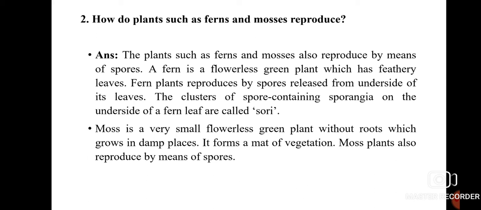Next, moss. How does moss reproduce? Moss is a very small flowerless green plant without roots which grows in damp places. It forms a mat of vegetation, and moss also develops from spores, which are the asexual reproductive bodies.